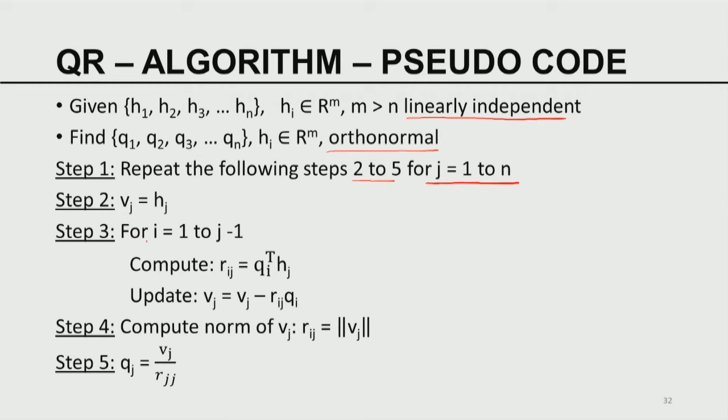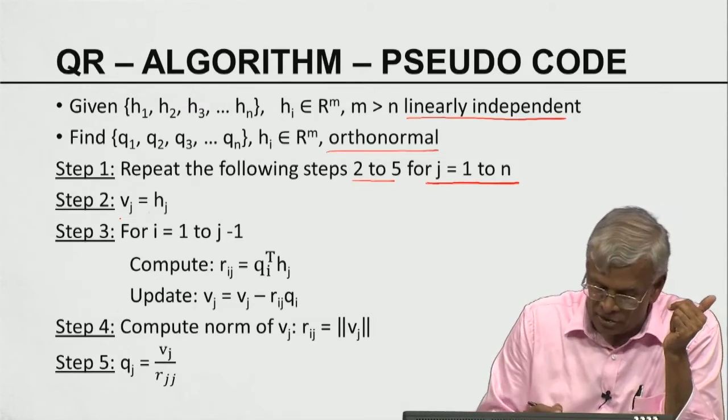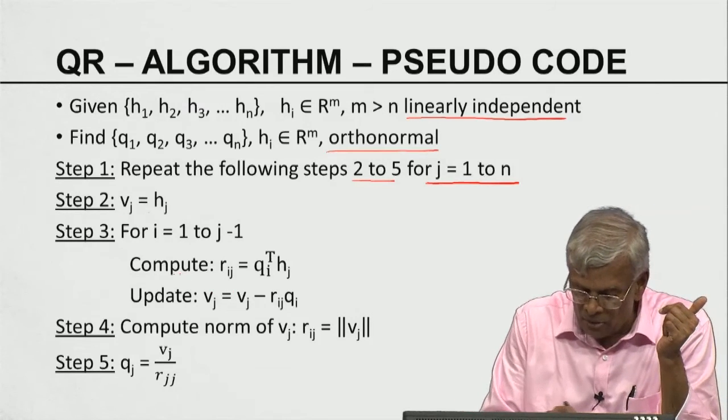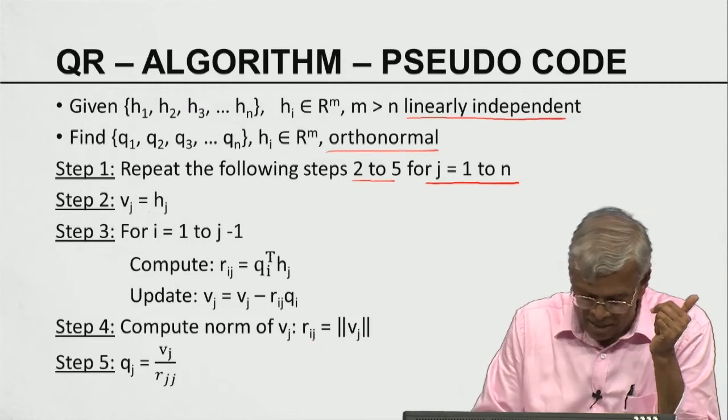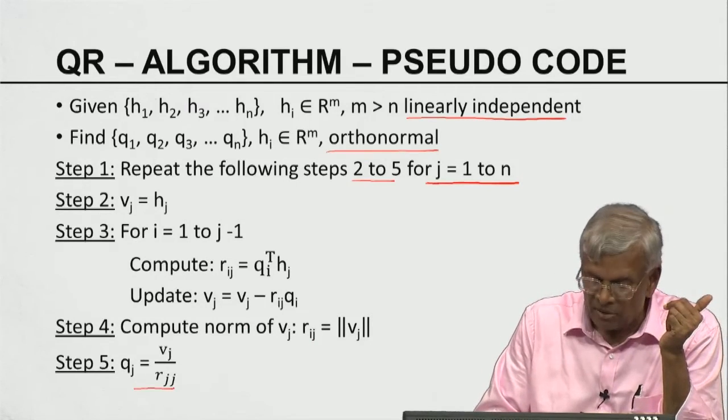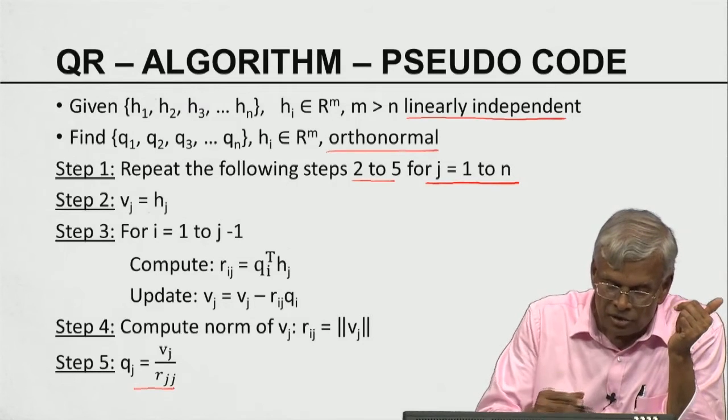Step 3, for i equal to 1 to j minus 1, I'm going to make Vj perpendicular to the previous vectors. So that's how I compute this. I now compute the norm of Vj and then Qj is given by this. So this procedure is repeated.